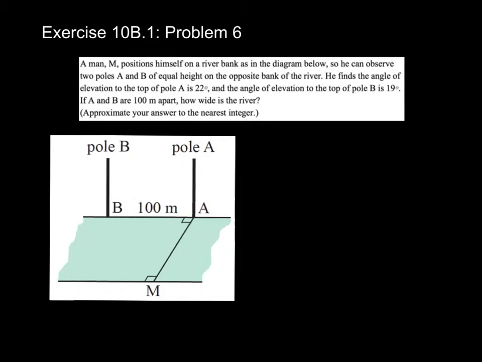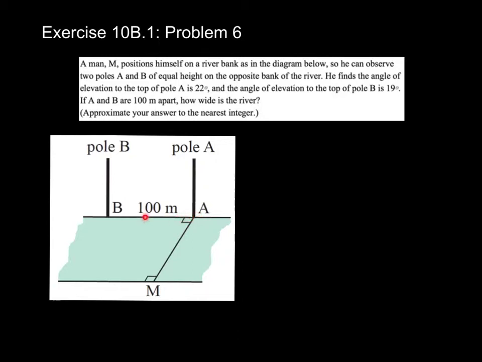Now, if you've read through the problem, you understand that there's a man or a woman standing on the bank of a river, and they're looking directly across the river at a perpendicular line of sight to pole A.